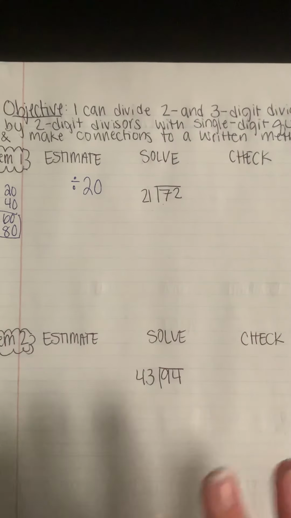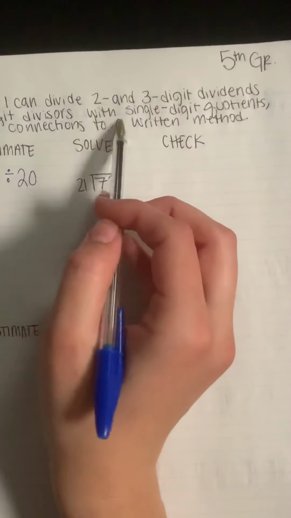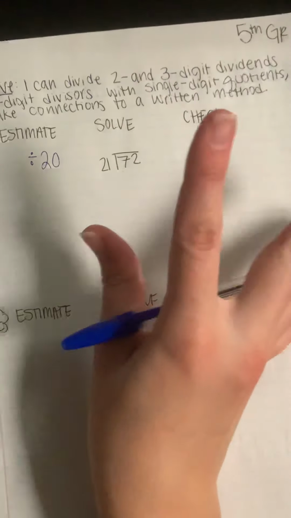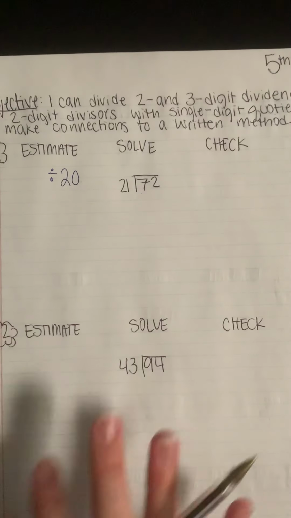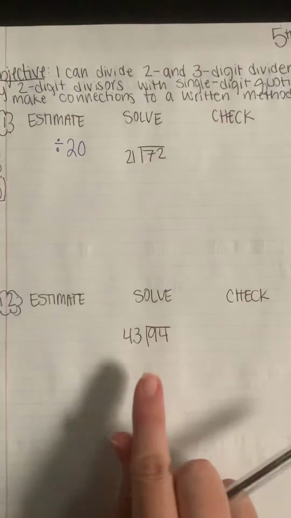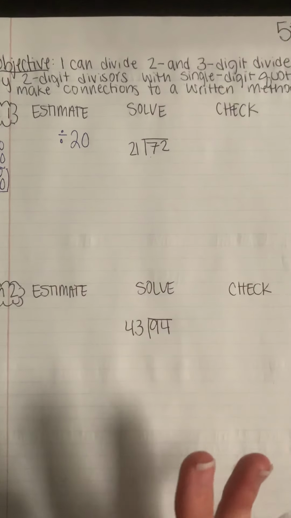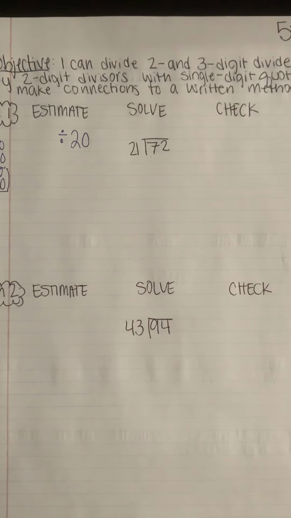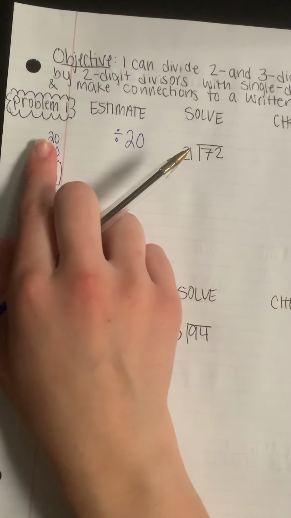Hey, fifth grade. Our objective is I can divide 2 and 3-digit dividends by 2-digit divisors with single-digit quotients and make connections to a written method. So essentially, we're practicing the same objective that we practiced in the previous lesson, only this time with the problems that we've been given, we're going to see some interesting information that will lead us to estimating in a more accurate way. I went ahead and started problem 1.